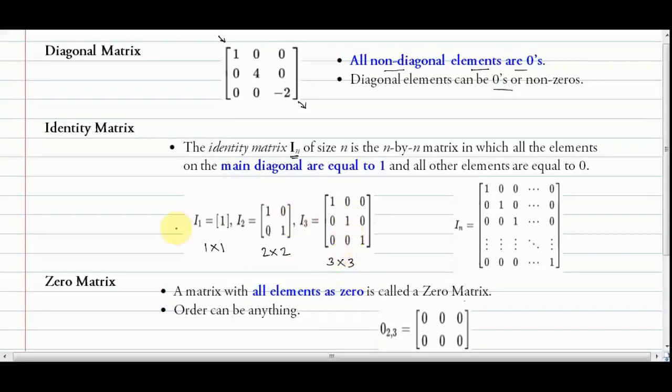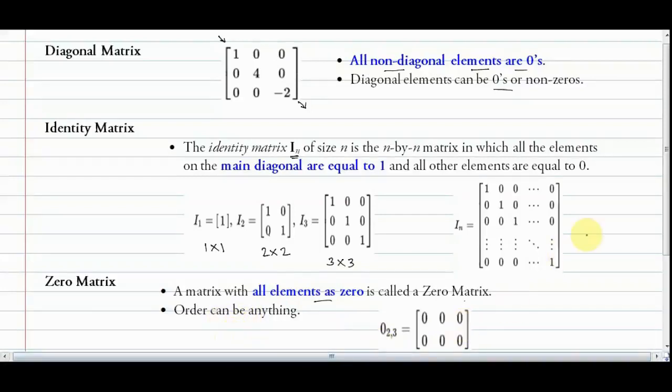Okay. Now zero matrix is a matrix in which all elements are zeros. You can see that here we have an example. In this case, we are having 2 rows and 3 columns. You can see that all elements are zeros. So it is represented like this: 0, 2, 3. 2 represents number of rows and 3 represents number of columns. So order of a zero matrix can be anything.